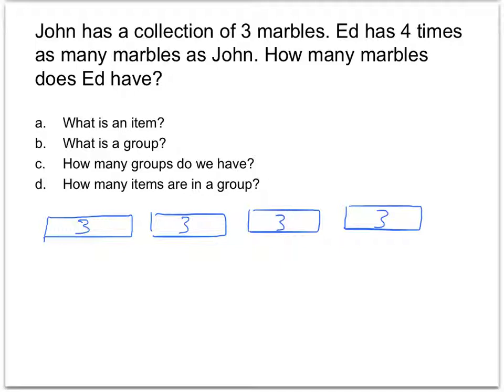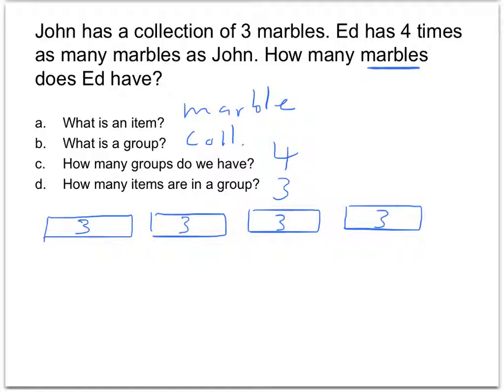So now let's answer our questions. Number 1, what is an item? Well, the question asks how many marbles does Ed have? So an item is a marble. Okay. So what is a group? Well, a group is one of these boxes which represented the collection of marbles. How many groups do we have? Well, there's 4 groups. How many items are in a group? Well, there's 3 marbles in each group.